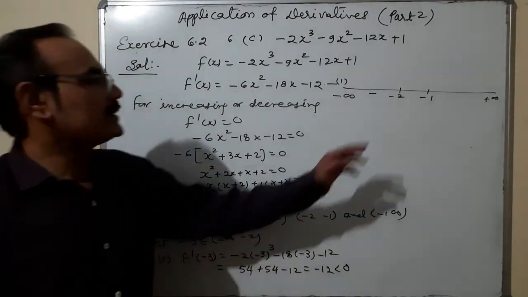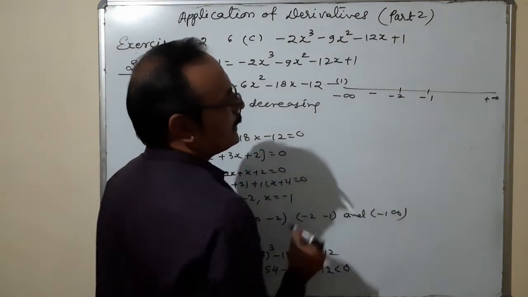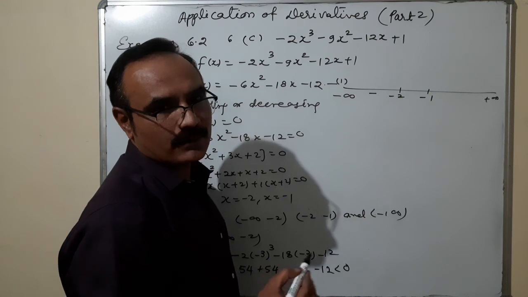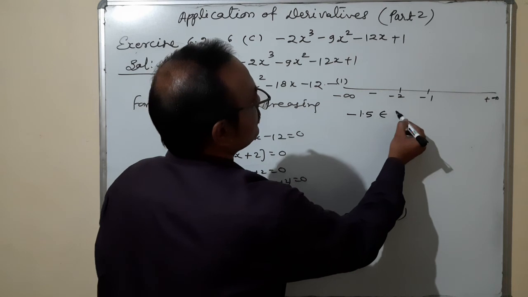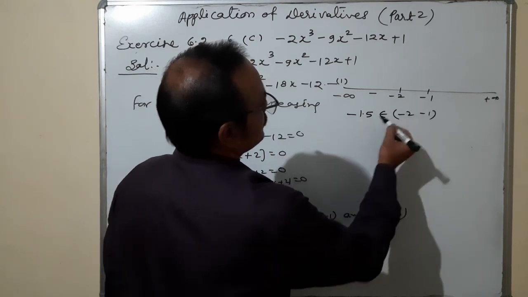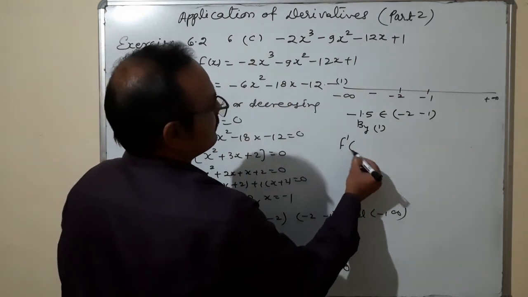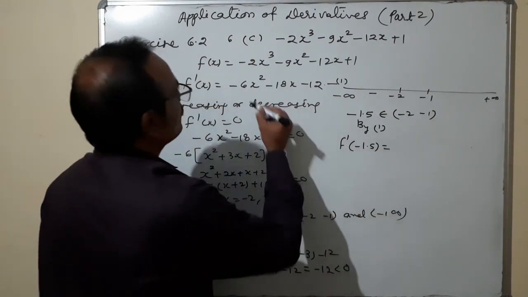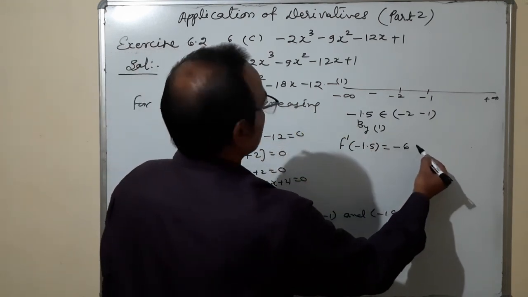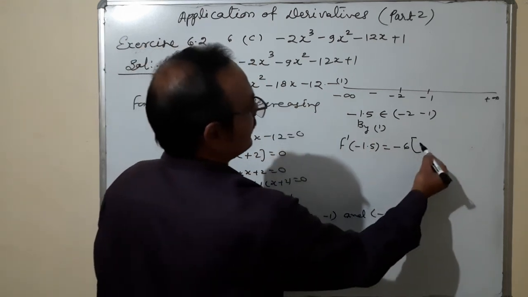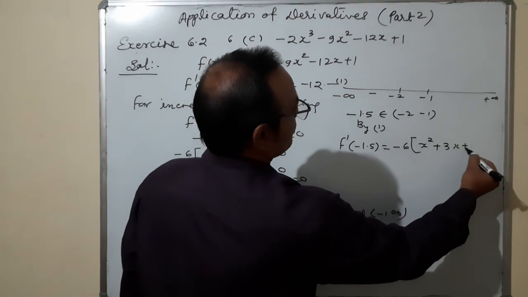Now let us see between minus 2 to minus 1. Any number I want to take between minus 2 to minus 1, say minus 1.5. Minus 1.5 belongs to minus 2 to minus 1. Again by the first equation, f dash x, f dash minus 1.5 is equal to minus 6. I'll take minus 6 common, so it is coming x square plus 3x plus 2.